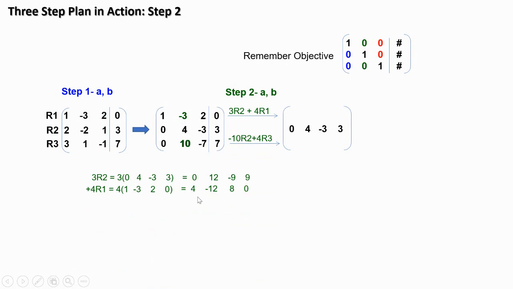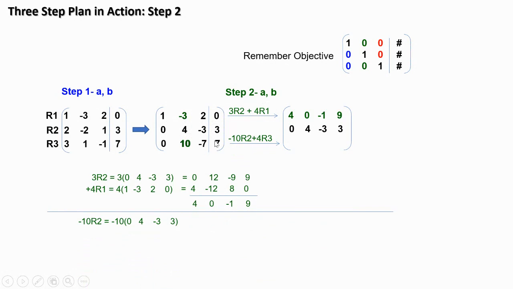Right, so after we distribute, that's my result. After we add them, it's going to give us 4, 0, negative 1, 9. So this is my new row 1. In a similar fashion, I'm going to execute the second part of step 2, which is part B.